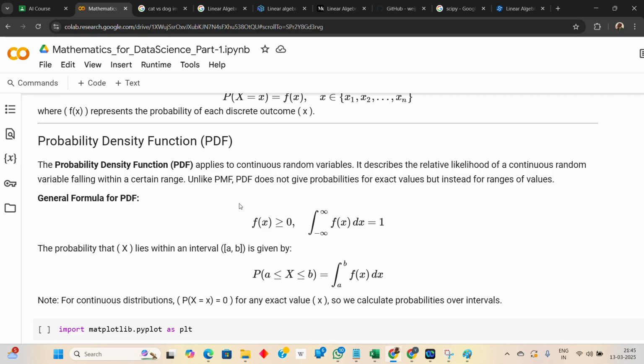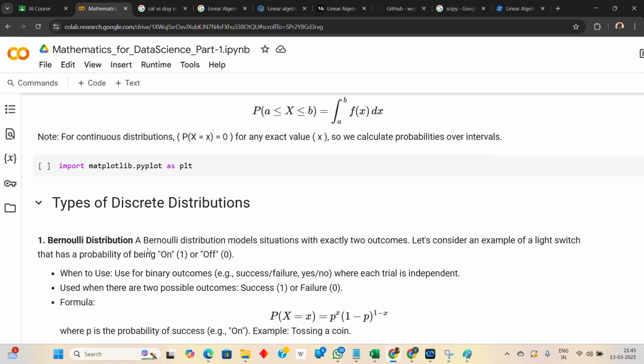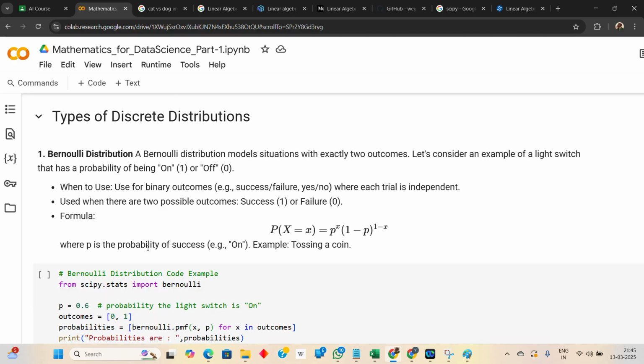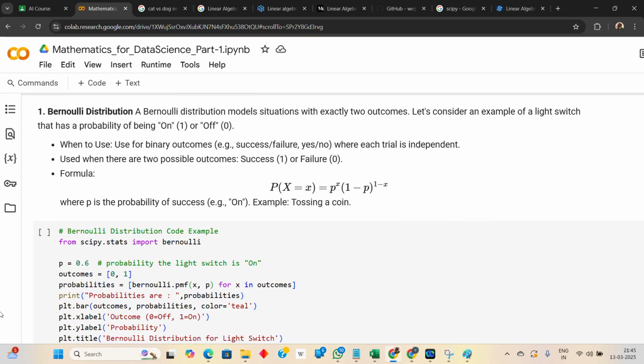real-time use case. There are four types that are actually important in discrete. Those are Bernoulli, binomial, Poisson, and the last one is uniform.